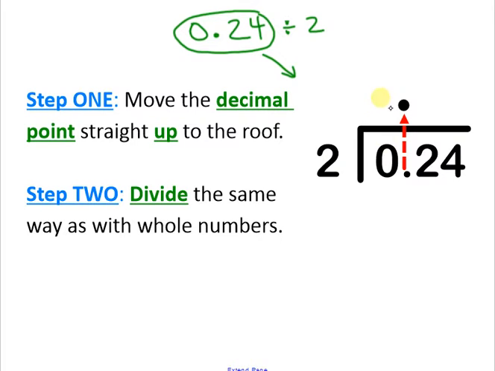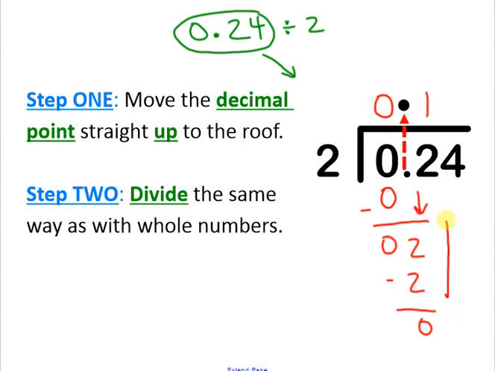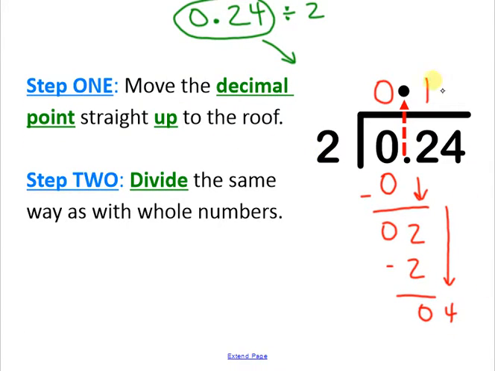So 2 divided by 0 is 0. 0 times 2 is 0. Now we're going to subtract. 0 minus 0 is 0. Bring down the 2. 2 goes into 2 one time. 1 times 2 is 2. Subtract. 2 minus 2 is 0. Bring down the 4. 2 goes into 4 2 times. 2 times 2 is 4. And when you subtract, you have 0. So your answer to this problem is 0.12. And both numbers are positive, so your answer is positive.